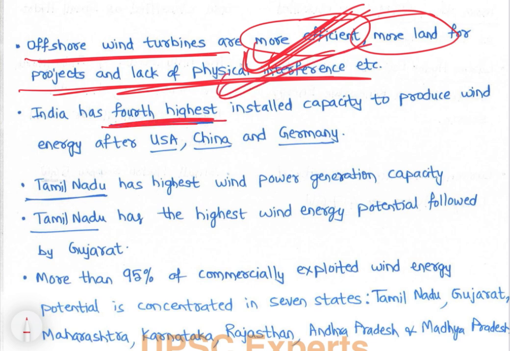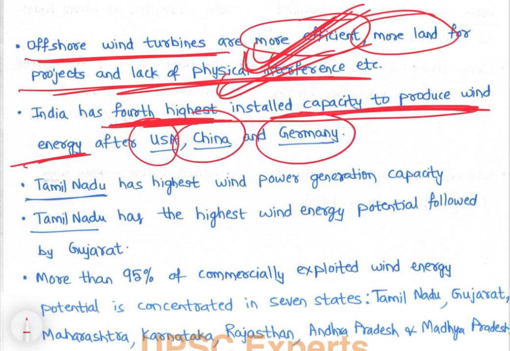India has the fourth highest installed capacity to produce wind energy after the USA, China and Germany. So this is fourth highest, right? So India is fourth highest in wind energy, right? That also we need to remember.